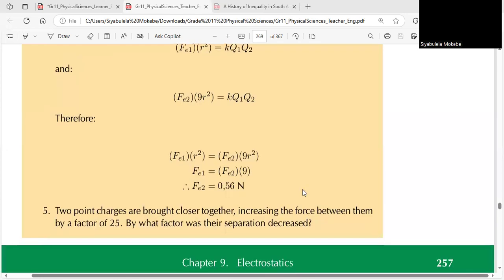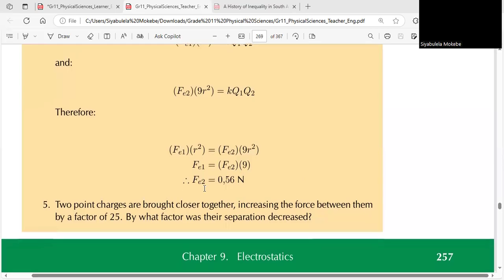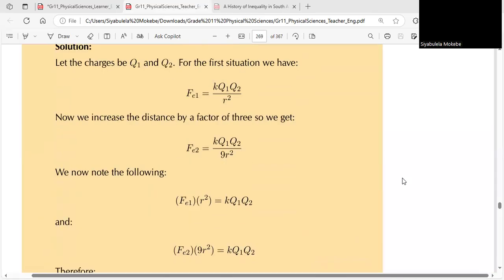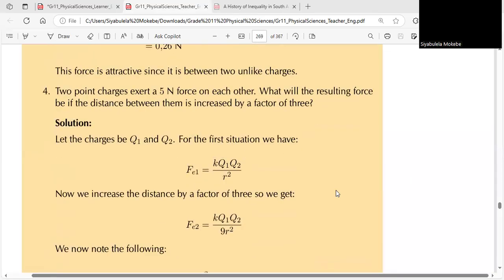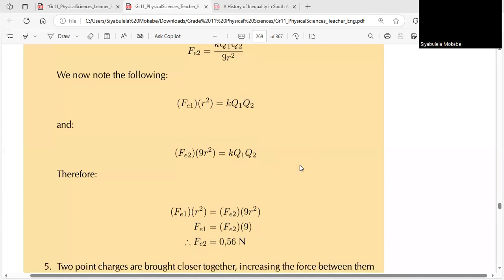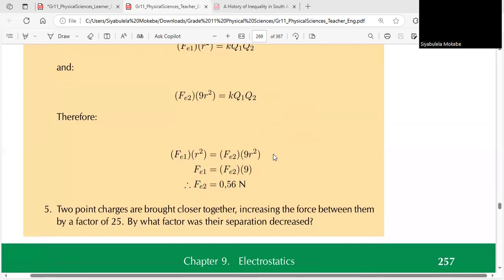Therefore, if we equate those two things, we're going to see that Fe2 is equal to 0.56 newtons. So we basically used the original situation, and then we created the second situation that was given. Then we equated those two to find the solution.